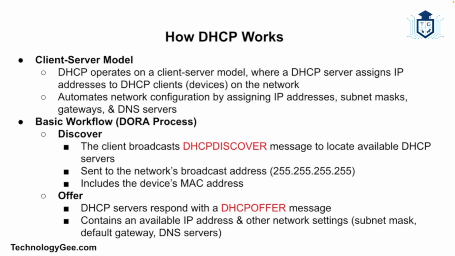When a device or a client connects to the network, it broadcasts a DHCP discover message to locate available DHCP servers. This message is sent to the network's broadcast address and includes the device's MAC address. Then there's the offer. DHCP servers on the network receive the DHCP discover message and respond with a DHCP offer message. This message contains an available IP address and other network configuration details, such as the subnet mask, default gateway, and DNS servers.